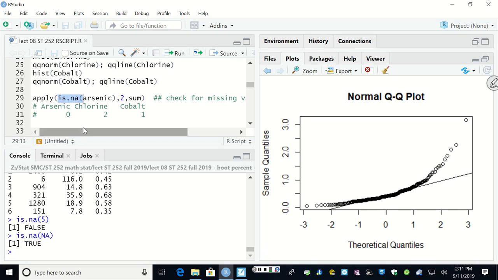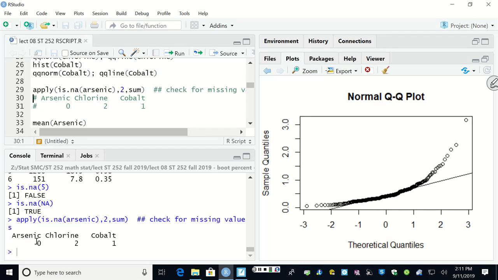If I do it to the entire matrix, it will do NA for all the rows and all the columns at once. And then I want to count how many by column are missing. So this apply thing will apply the sum command to the second dimension. So this is a quick way of doing that. And what it does is arsenic's not missing, chlorine's missing 2 times, and cobalt's missing once.